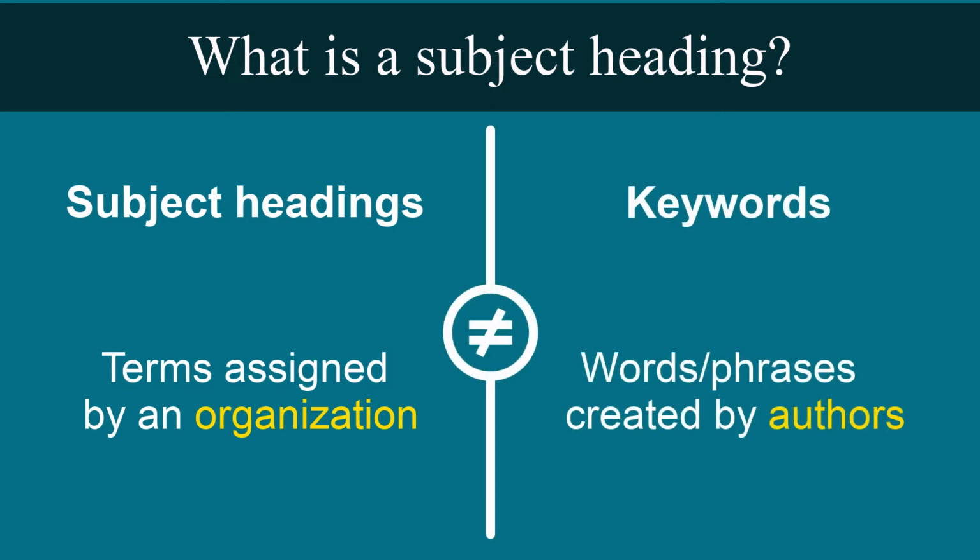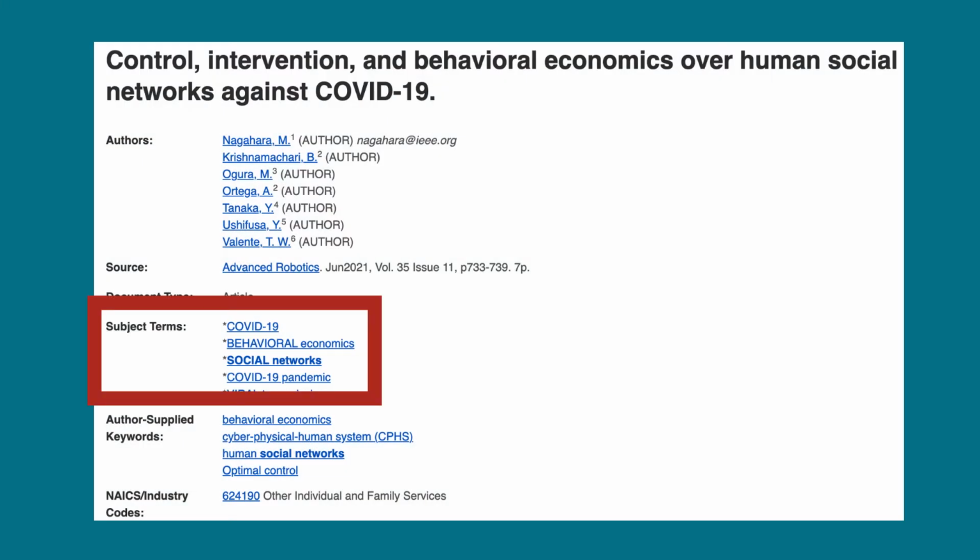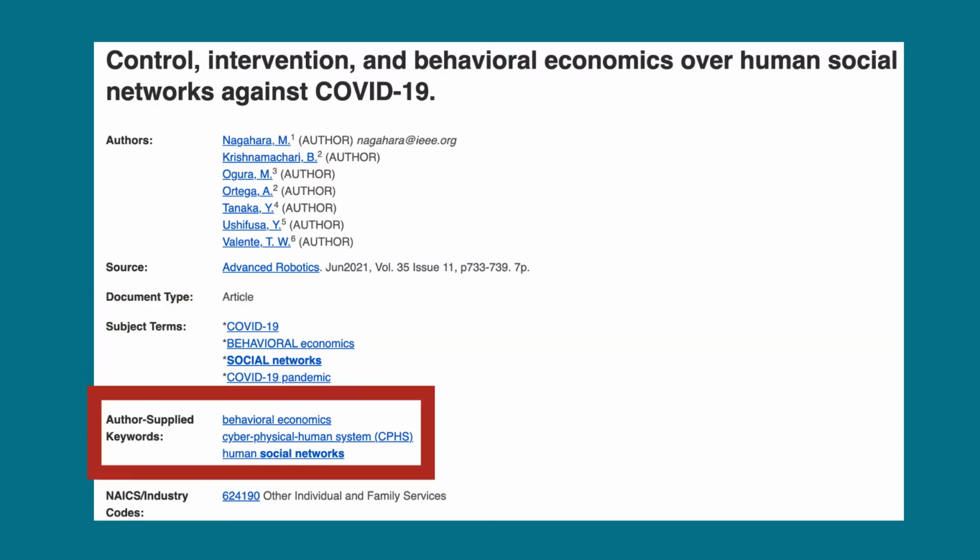Keywords are natural words or phrases created by authors. Some databases offer both subject headings, supplied by a database, and keywords, supplied by authors.